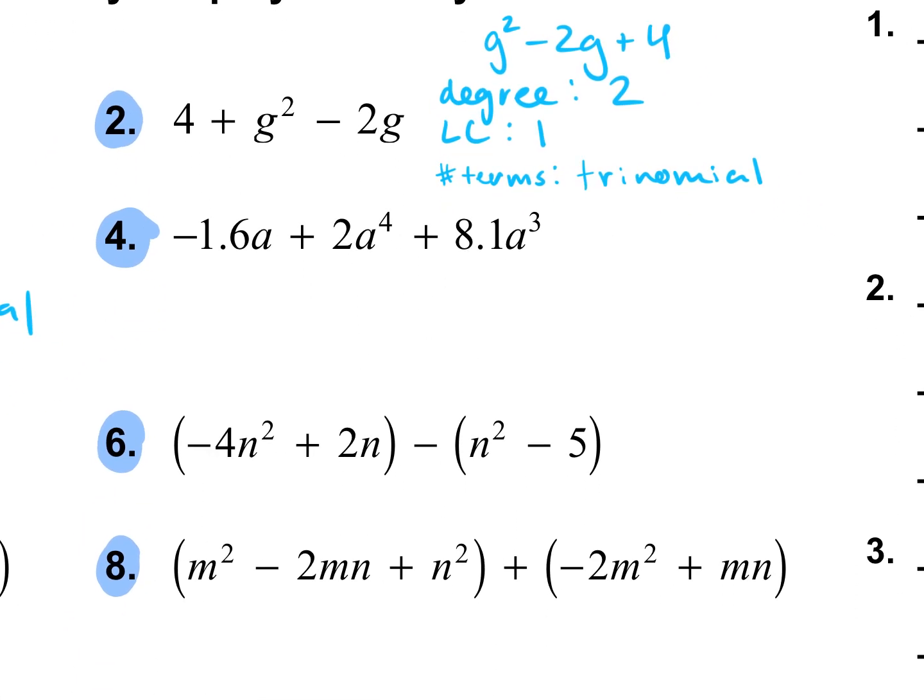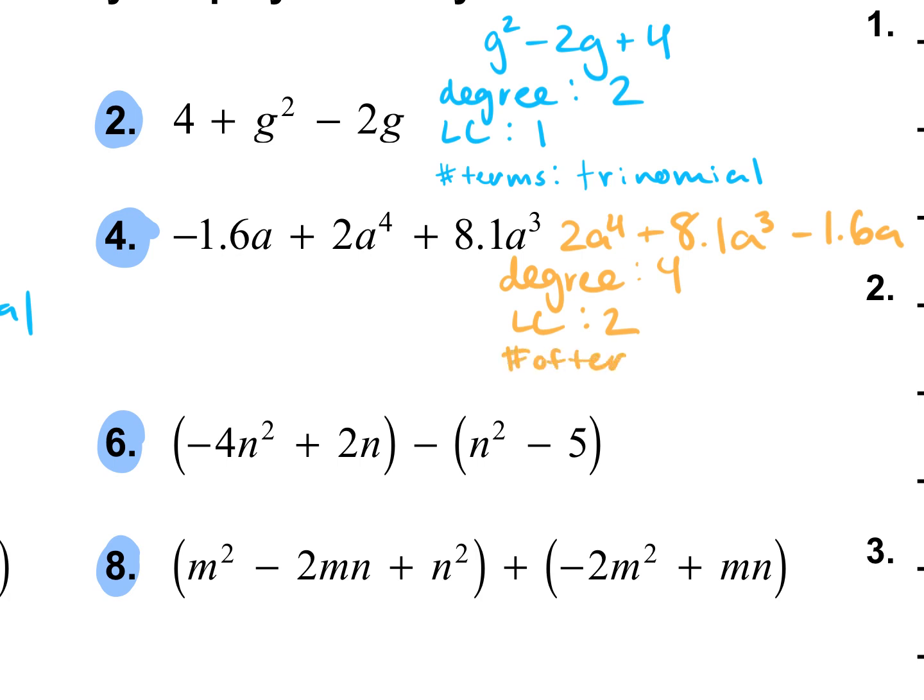Let's do the same thing with number 4. What would come first? 2a to the 4th. That's our highest degree. What would come next? Plus 8.1a to the 3rd. And then minus 1.6a. What is our highest degree? 4. What's our leading coefficient? 2. And how do we classify it by number of terms? Trinomial again, because there's 3 terms.